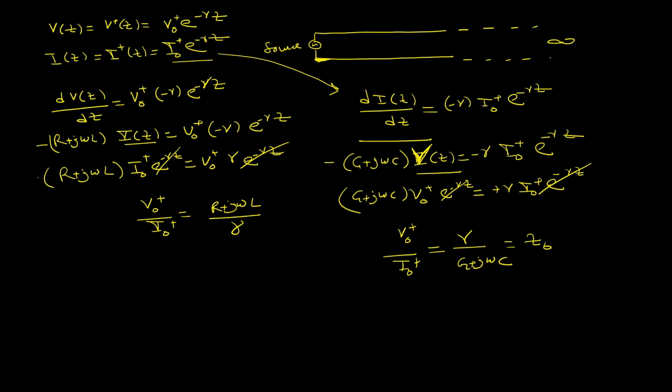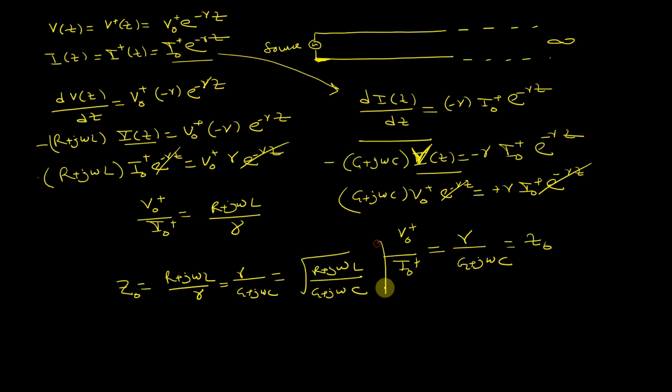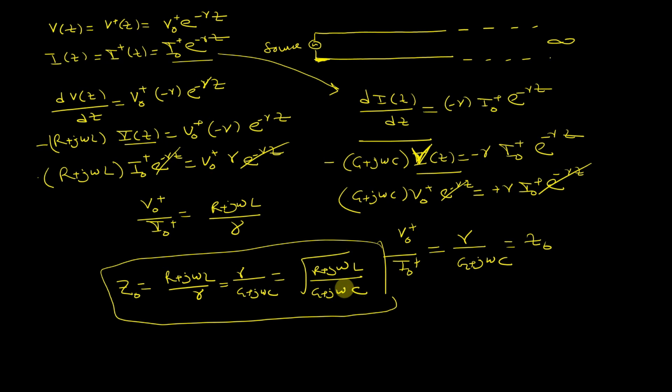So Z naught is equal to R plus j omega L divided by gamma, which is equal to gamma divided by G plus j omega C. If you put the value of gamma, you can get R plus j omega L divided by G plus j omega C, under the square root. So this is the value of Z naught. Z naught is the characteristic impedance.